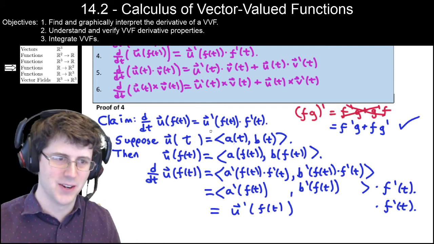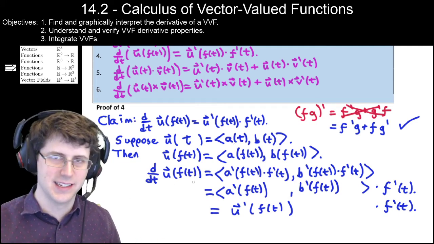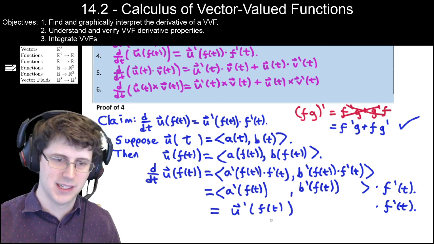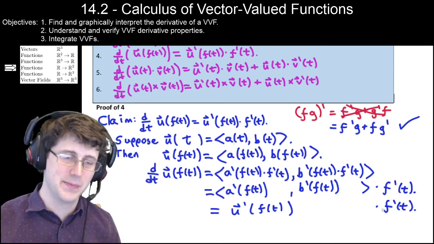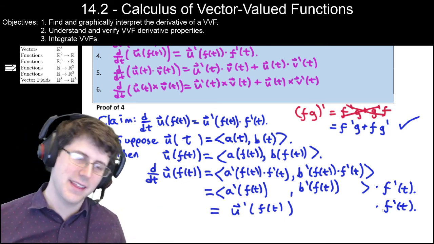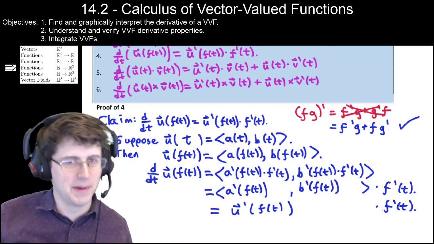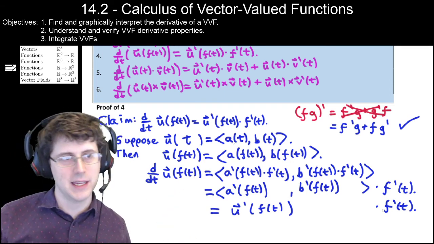And that's what we wanted to show. This left side is the left side of the claim, and it equals this right side, which is the right side of the claim. There's nothing glorious about this proof. That's why we're not going to do all 6 of them.